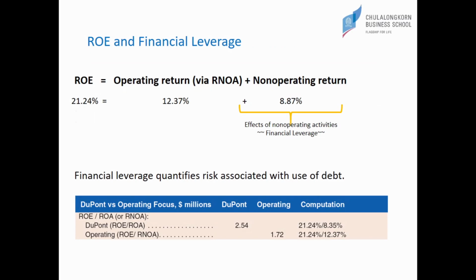But however, when you look at this operating focus, it's like 12 divided by 21, which is going to be maybe 50-60%, right? 60-70% is going to be from this financial leverage effect. So that's how you can try to quantify this risk that's associated with this debt, right? And you see it's quite different between the DuPont framework and the operating focus.